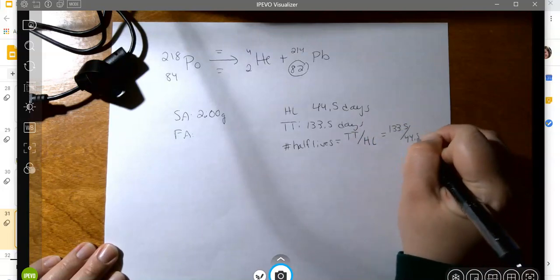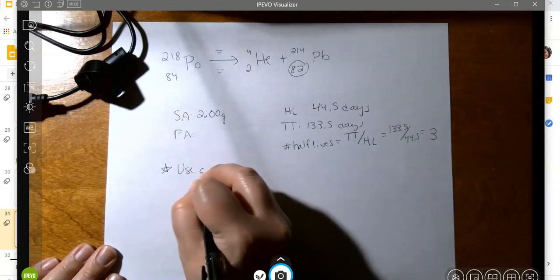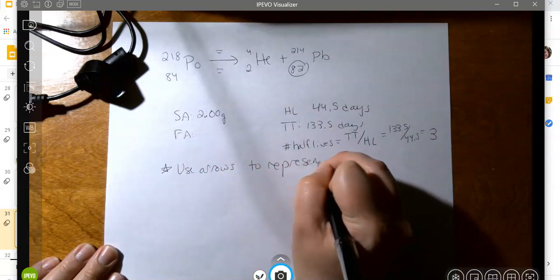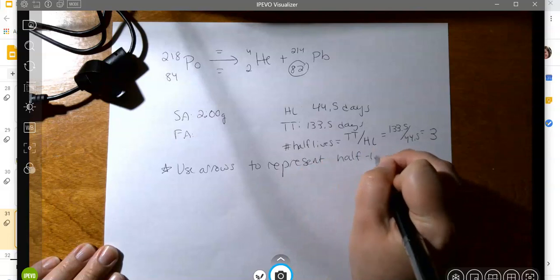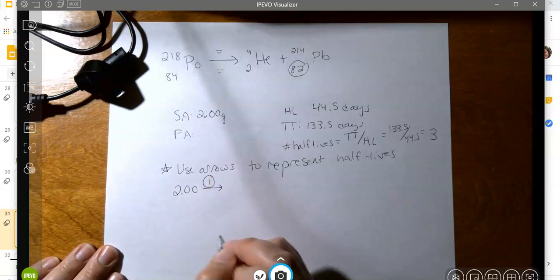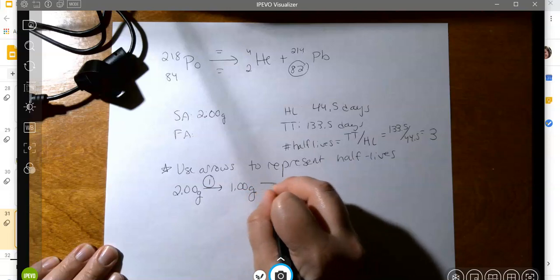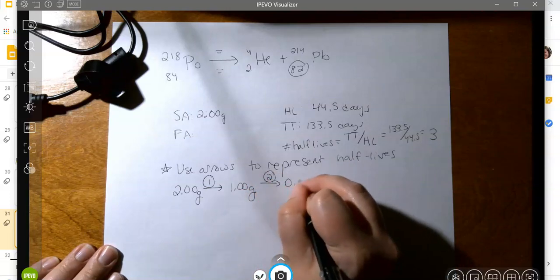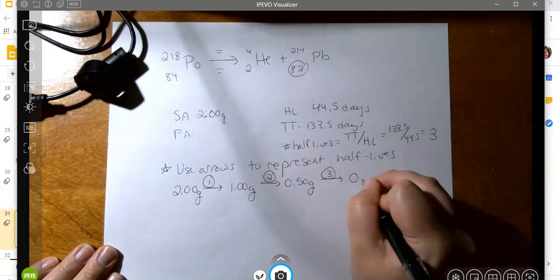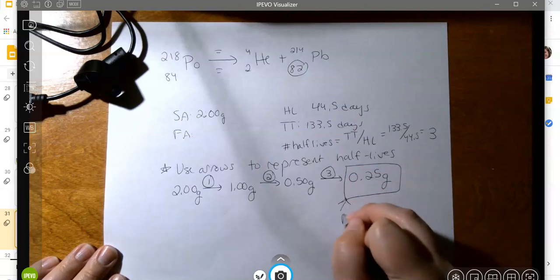And in this particular case, there will be 3 half-lives. I'm going to use arrows to represent half-lives. So that means in the arrow diagram that I'm about to draw, I'm going to have 3 arrows. All right, so after my first half-life, I'm going to have 1 gram. After my second half-life, I'll have 0.5 grams. And after my third, I'll have 0.25 grams. So this would be my final amount.